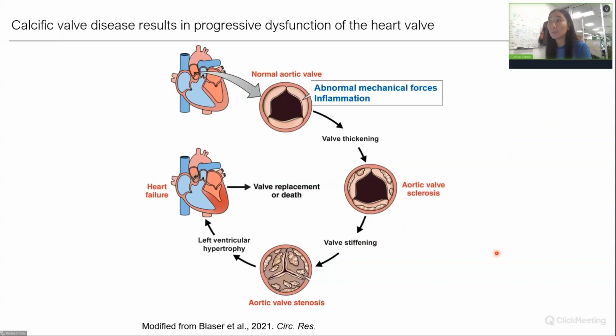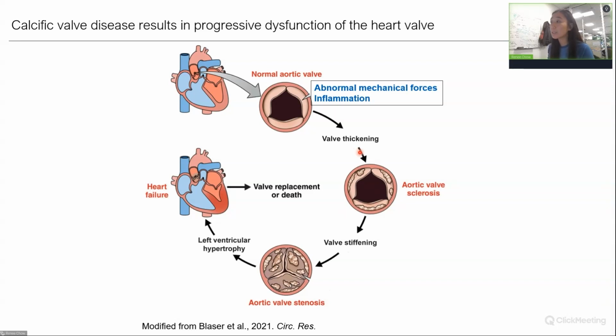Calcific valve disease is a progressive disease that results in a dysfunction of the heart valve. It most commonly affects the aortic valve, but it can also affect the mitral valve and more rarely the tricuspid valve. Abnormal mechanical forces or inflammation can trigger the onset of disease, leading to valve thickening. When this happens, the heart has to pump harder in order to get blood through a narrow opening.